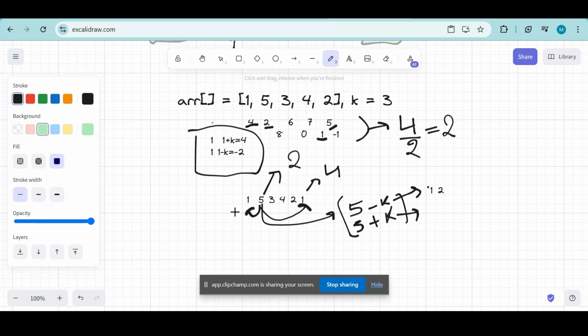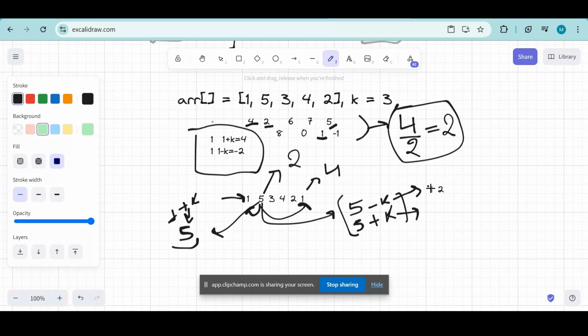The same thing happens here: for 1, we add the frequency of 1 plus k to our answer. 1 plus 4 is 5, and 5 is present only once. Then 1 and 5 is counted here also, and 1 and 5 is counted here also. So in the end we divide the whole answer by 2. That is what we have to do.